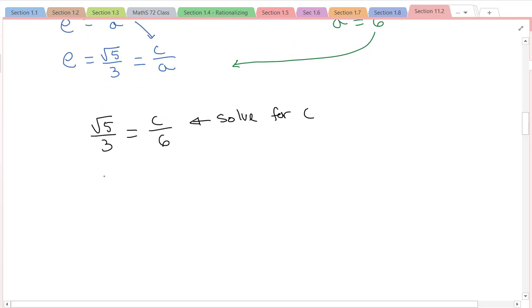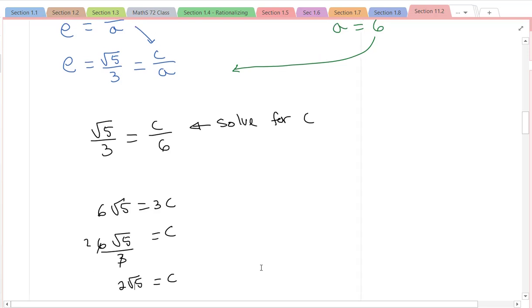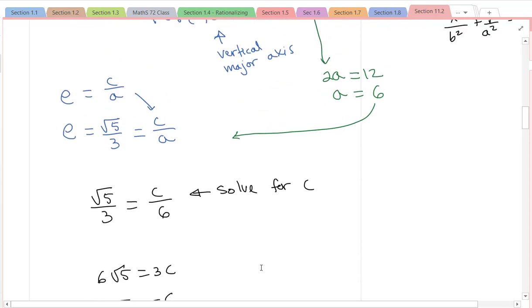Treat it like a proportion, so cross multiply. I'm going to have 6 root 5 is equal to 3c, or you could just multiply both sides by 6 actually, because now here I have to divide again by 3. So c is equal to 2 root 5. So that's what my c equals.